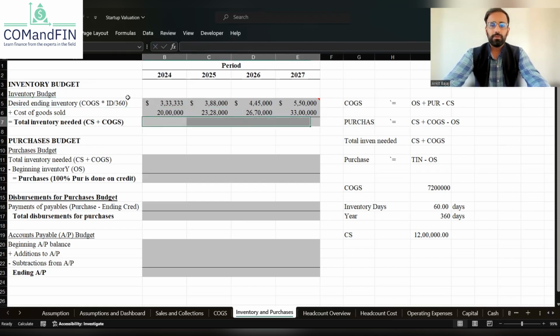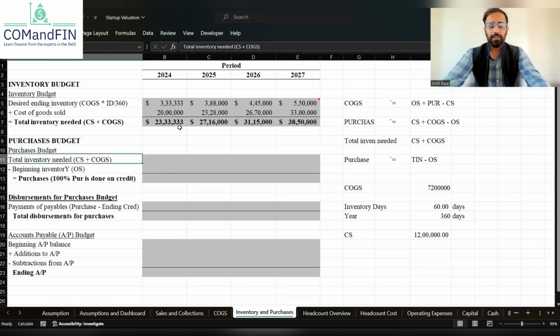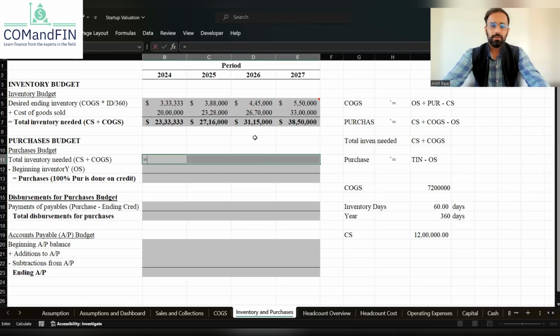Now here, I will calculate the total inventory needed. The inventory needed is going to be the sum of closing stock and COGS, and this amount of inventory is required here. Now, if I talk about the purchase budget, we have calculated the inventory needed. To calculate the purchase, the formula is closing stock plus COGS minus opening stock. Closing stock plus COGS is your total inventory needed, and the purchase amount is total inventory needed minus opening stock. So here you can see total inventory needed is given, and we have to subtract the beginning inventory.